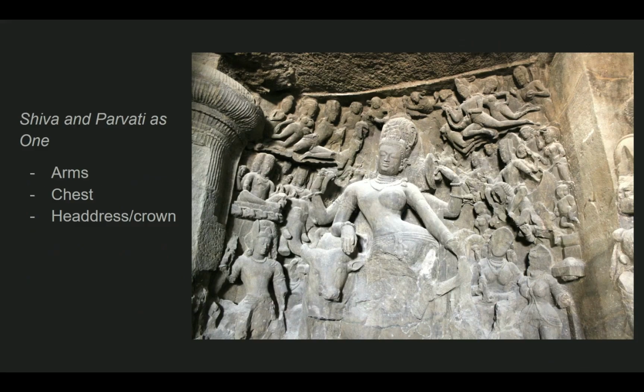On the other side of our Sadashiva is Shiva and Parvati as one. So the two are combined into one. They have found that balance. They've come together. We see that because there's two arms, and the headdress and crown are mixed. And also, if you look at the chest, one side has a breast, one side does not. Again, to indicate that they've come together. They've found each other. There's this sense of balance in the cosmos.